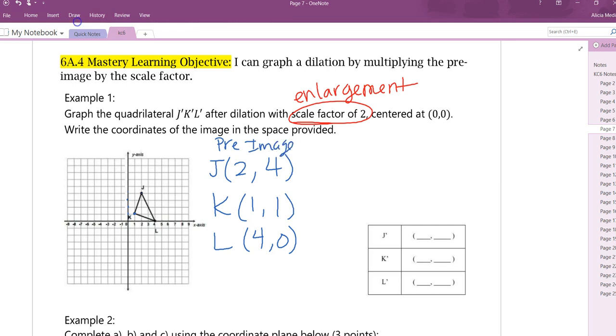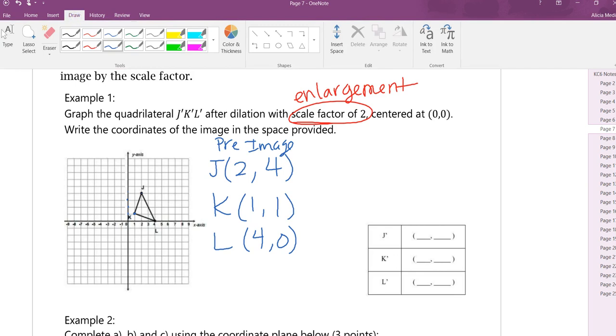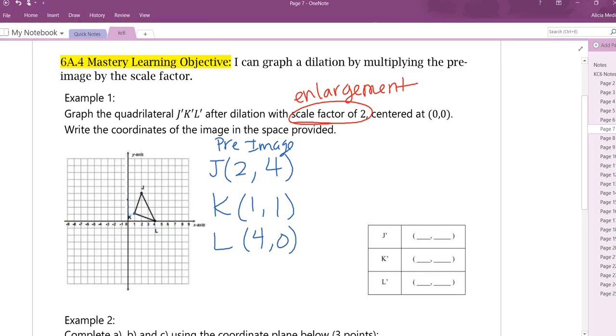Now, it told us that our scale factor is 2. So what we're doing is we have to make each one of these points bigger, so we're going to times it by 2. And what that means is that this is going to give us J prime, and you have to distribute that 2 to each number. So what is 2 times 2? Well, 2 times 2 is 4. 2 times 4 is 8. So that's actually going to be in this chart right here that I have, 4, 8.